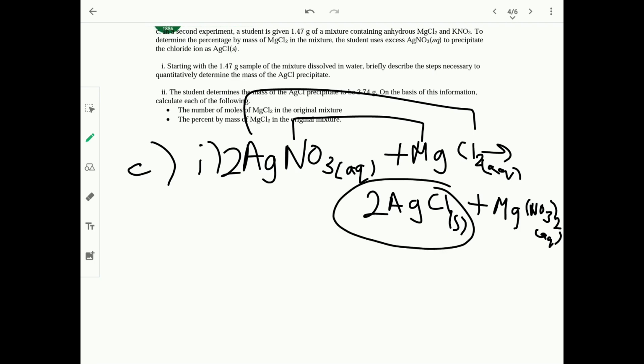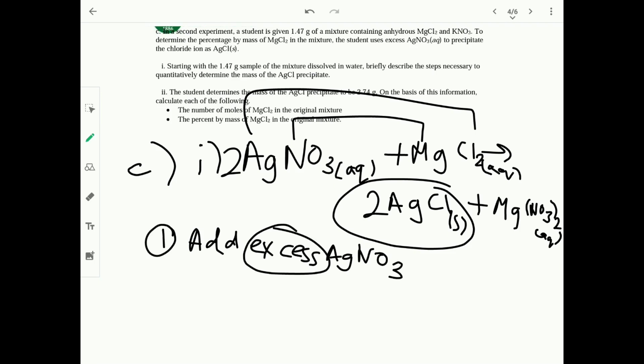So the first step has to be obviously to add excess AgNO3. The reason why we're adding excess AgNO3 is because we have to make sure that every single mole of MgCl2 is being used up. That's why I have to add excess. So we have to keep adding until there's no more precipitate being formed.